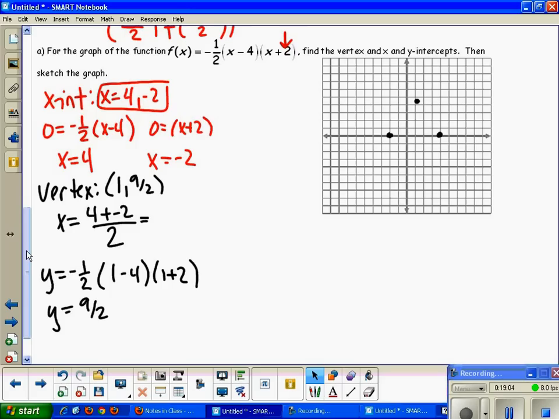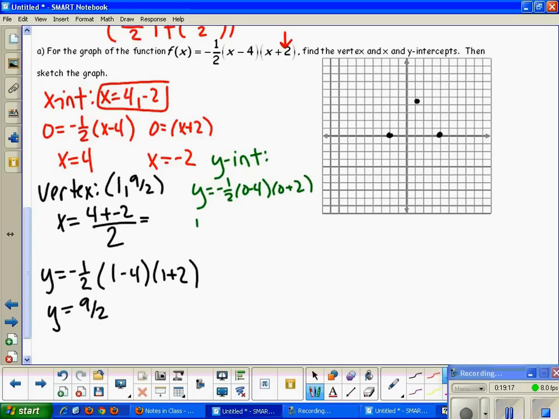And then the next thing we want to do is find the y-intercept. So to find the y-intercept, you plug 0 in for x and solve. So y is equal to -1/2 times (0 minus 4) times (0 plus 2). So y would be equal to -1/2 times -4 times 2, which gives us a value of y is equal to 4. So 0, 4, which would be here.